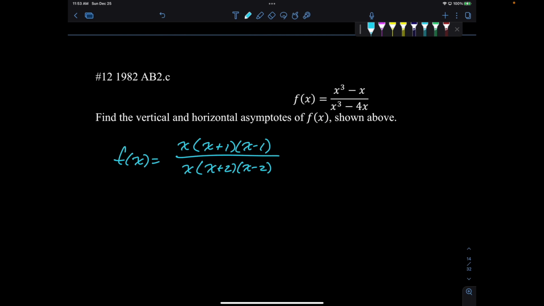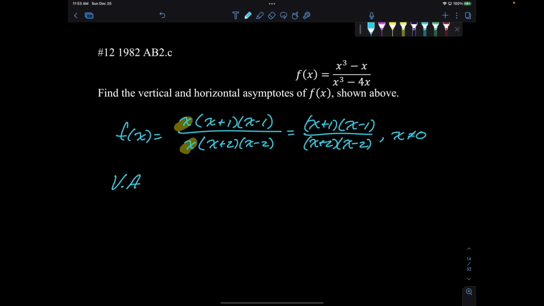Okay, so we have a removable discontinuity at x equals 0 because we can literally remove it, right? It shows up in both. So we'll do x plus 1, x minus 1 over x plus 2, x minus 2. And this will be true when x is not 0 because we have a removable discontinuity there. Vertical asymptote is when the denominator is 0 and the numerator is not. So we'll have that at x equals -2 and x equals 2.